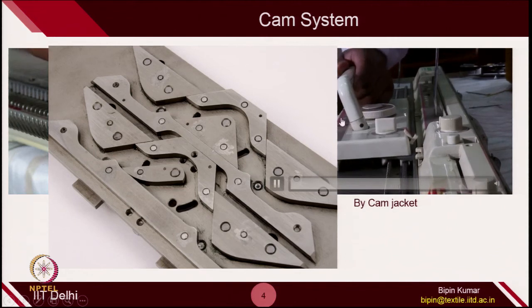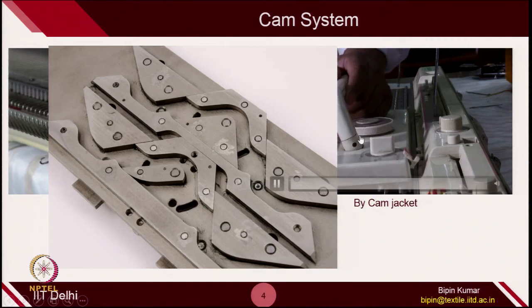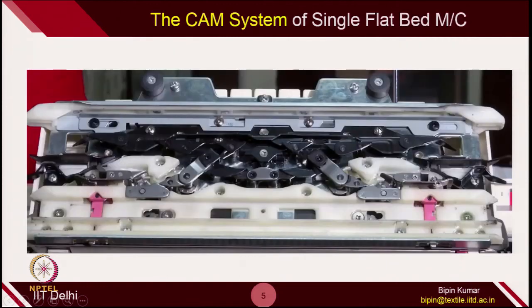Right now we are going to discuss this particular cam jacket of the single bed flat bed machine. If you reverse the cam jacket, it will look like this. So this is the backside view of the cam jacket. At this moment it looks very complicated. You can easily see it consists of a lot of metallic raised blocks, and these blocks are placed in a specific order, and at this moment you would not be able to understand what track the needle was following. But let's have a look at this particular cam track in detail.